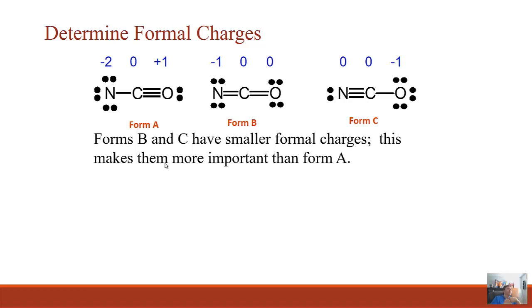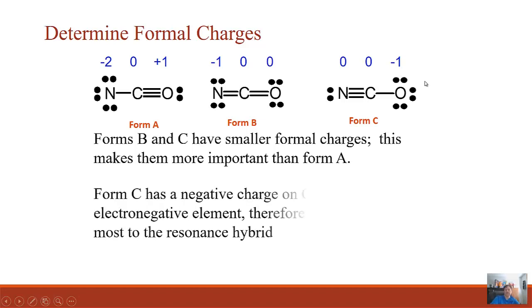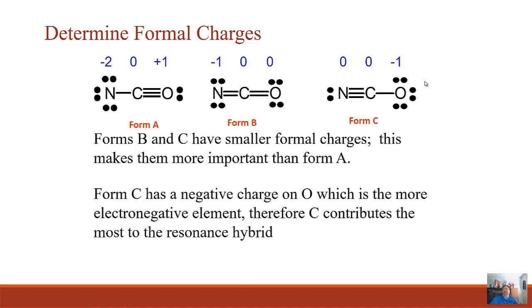Well, remember, if there's any negative value, we want it to be on the more electronegative atom. So who's more electronegative? Nitrogen or oxygen? Well, they're both in the same row, and oxygen is farther to the right, so our negative charge should be on our oxygen. So form C then is going to be the more likely bonding for this.